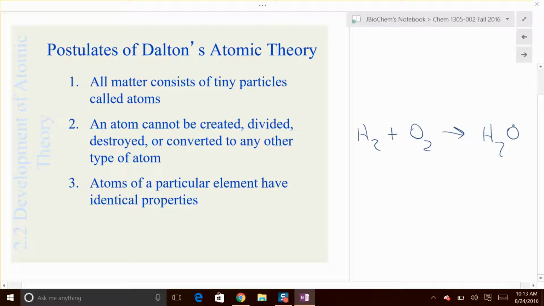And I could decompose this: H2O decomposed into H2 plus O2. Oxygen is still maintaining its identity. I'm not destroying the oxygen. I'm not creating the oxygen. I'm just moving it around. That's all I'm doing. Okay? So that's how he understood it, and for chemical reactions, that works.